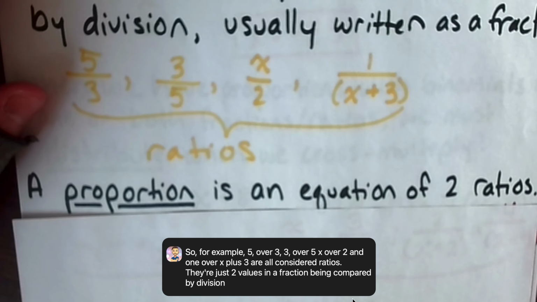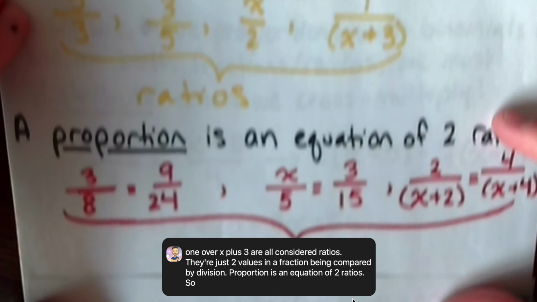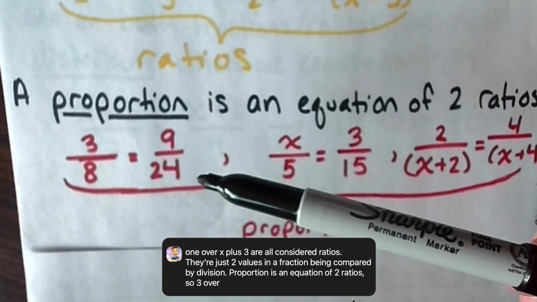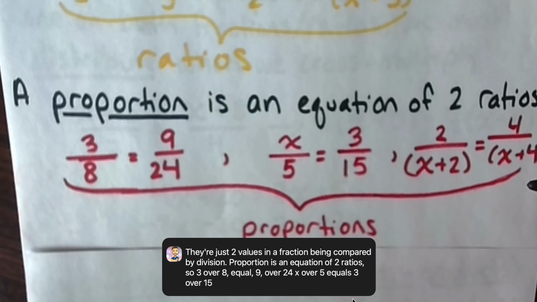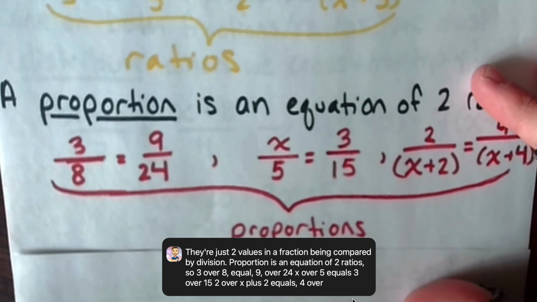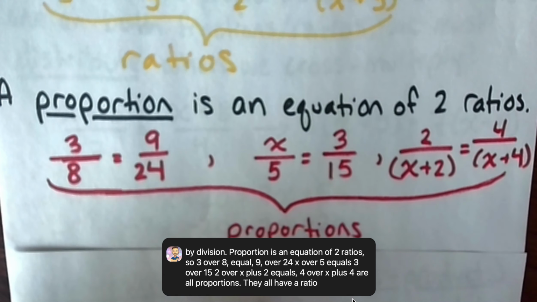A proportion is an equation of two ratios. So 3 over 8 equals 9 over 24, x over 5 equals 3 over 15, and 2 over x plus 2 equals 4 over x plus 4 are all proportions. They all have a ratio set equal to a ratio.